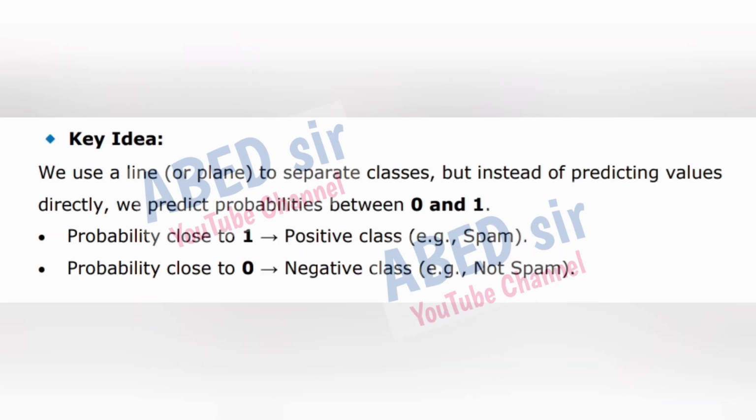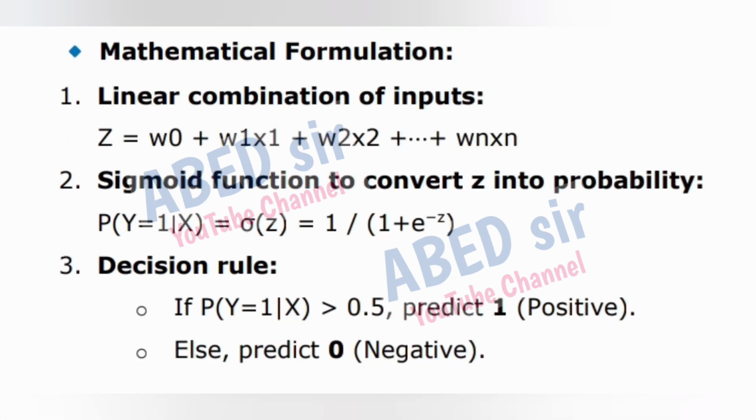Key idea. We use a line or plane to separate classes, but instead of predicting values directly, we predict probabilities between 0 and 1. Probability close to 1 means the positive class, for example, spam. Probability close to 0 means the negative class, for example, not spam.